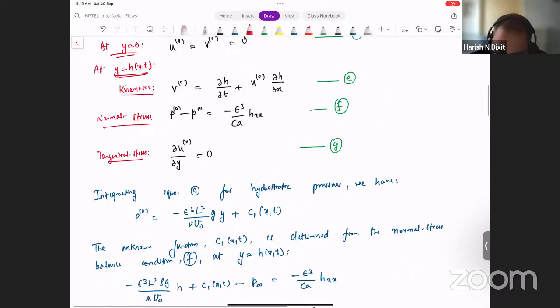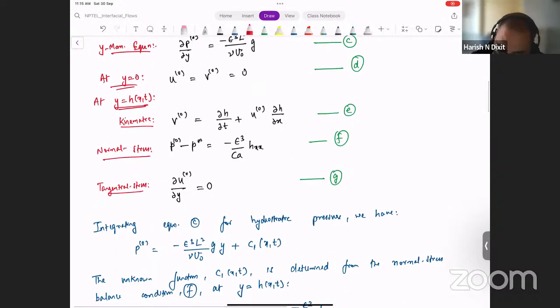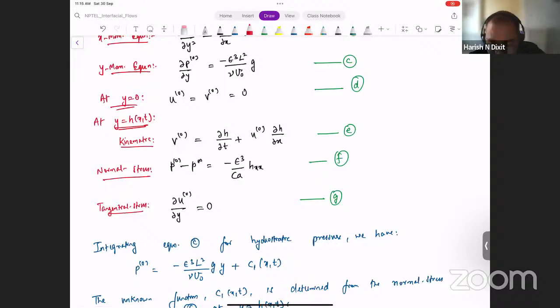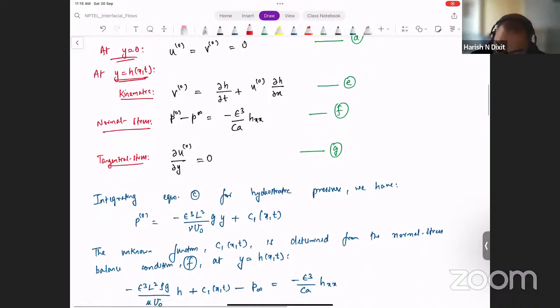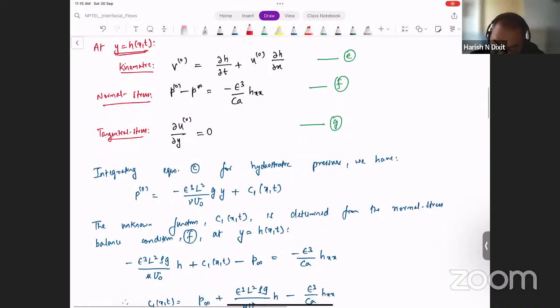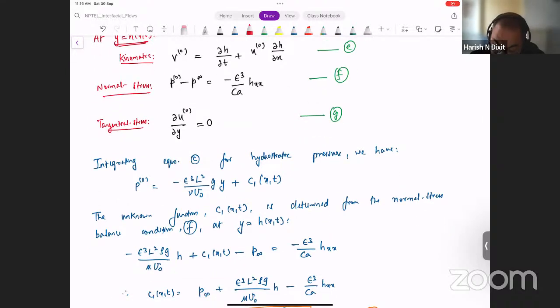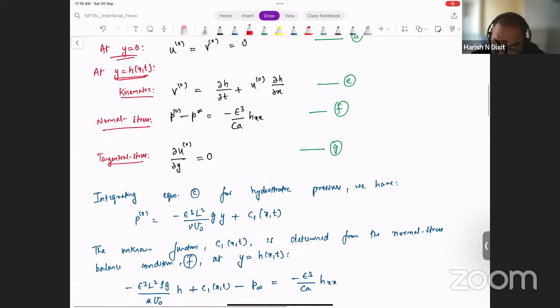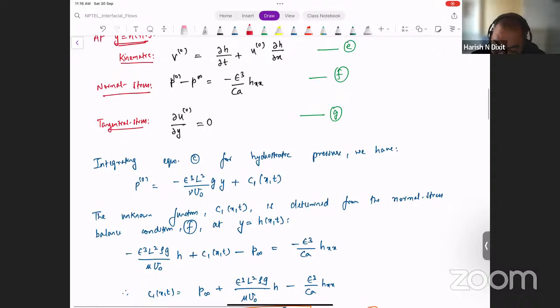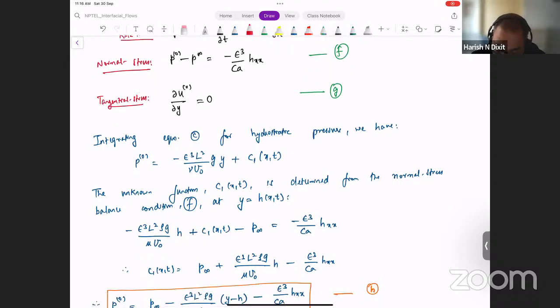Now, we integrate equation C to get the pressure variation along the thin film with an arbitrary constant of integration. The arbitrary constant of integration C1 is determined from the normal stress balance, which is equation F. It says that the pressure inside the thin film minus the pressure outside on either side of the interface is equal to the normalized curvature, that is minus epsilon cubed by Capillary number times HXX. And this is done at the interface.